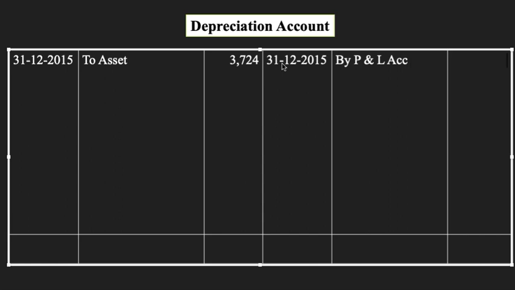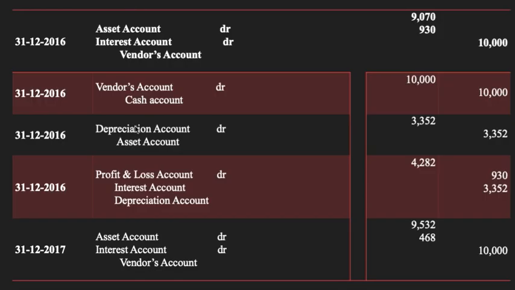Profit and loss account, it will be recorded there. How much will be the amount? It will be 3,724. Then if we see on 31st 12 2016, we are again going to write down the same to asset, and we'll see what is the depreciation value there. It is here, depreciation account debit to asset account on 31st 12 2016, it is 3352. Same we are going to record there.